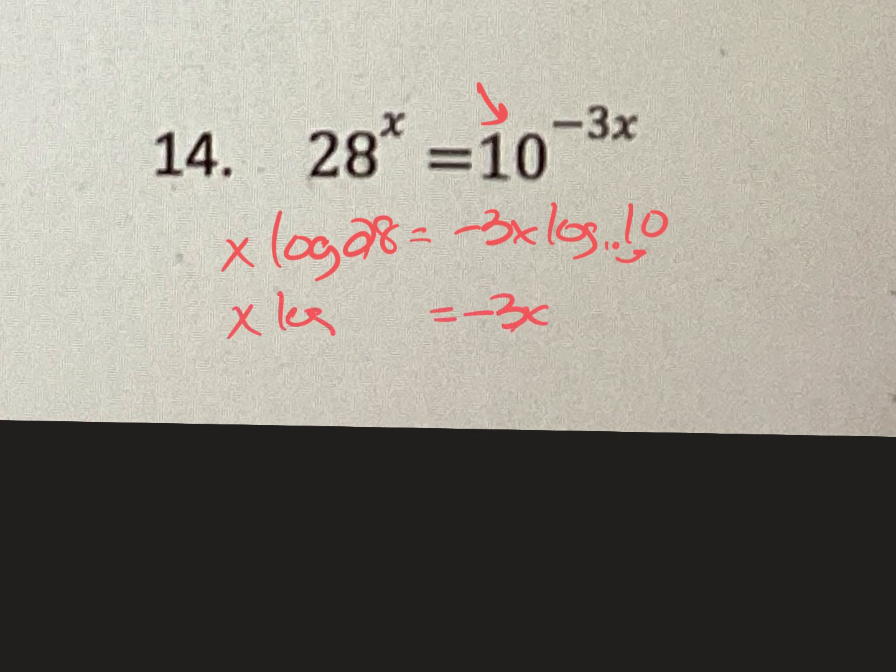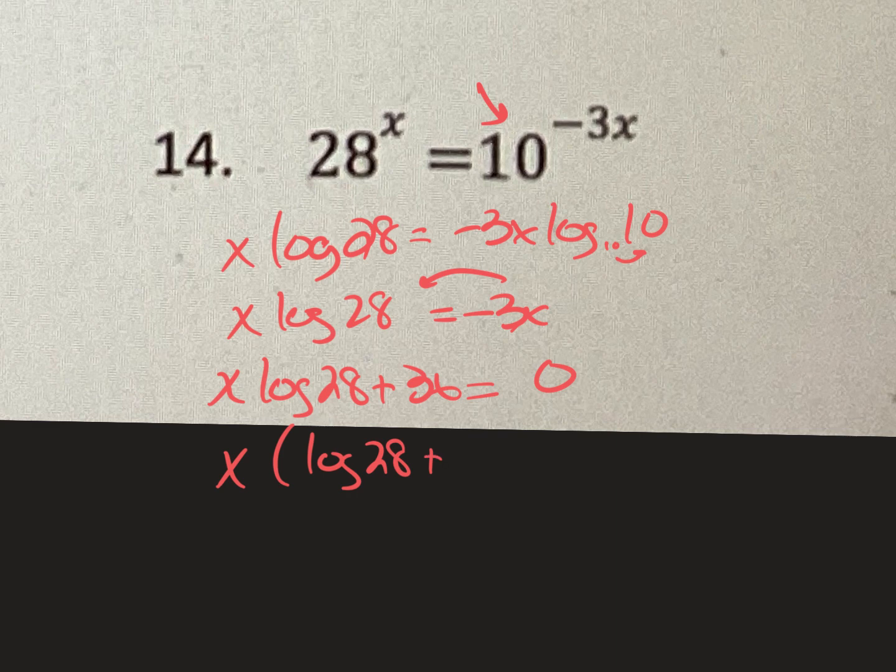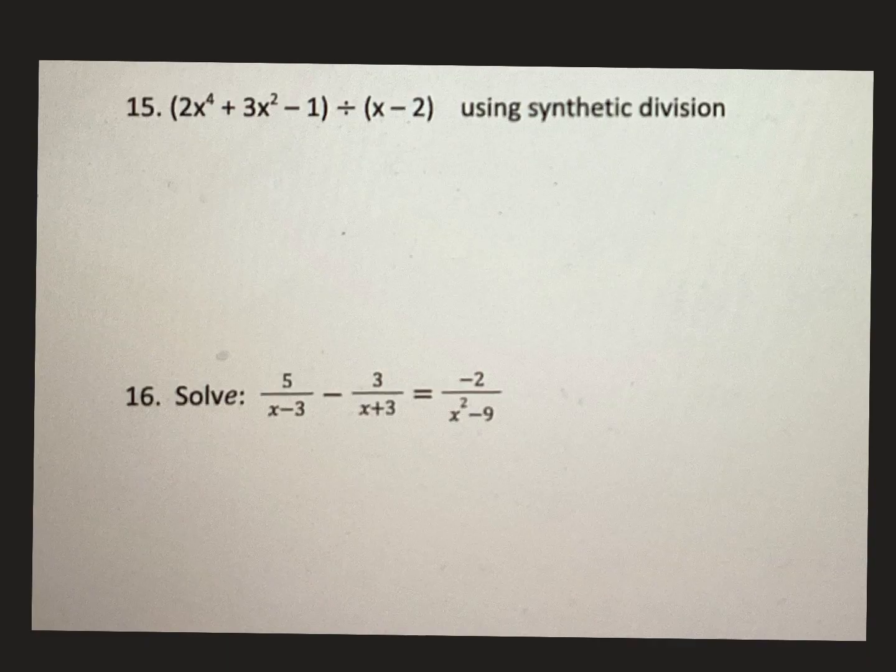So I have this. All right, so I'm going to move that 3x over there. So I have x log 28 plus 3x equals 0. Factor out the x. I have x times log 28 plus 3. And if I divide both sides by log 28 plus 3, I'm going to get 0, because 0 divided by anything is 0. And there you have it. There's 14.